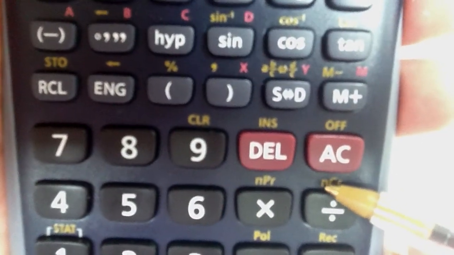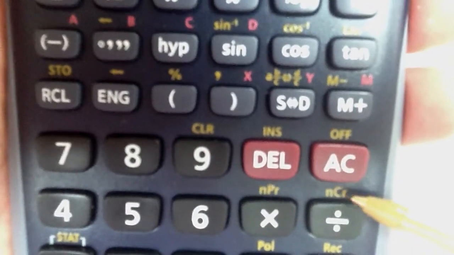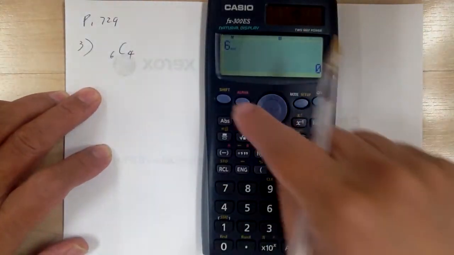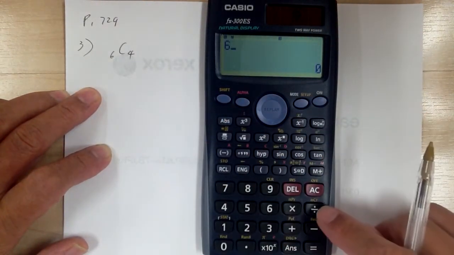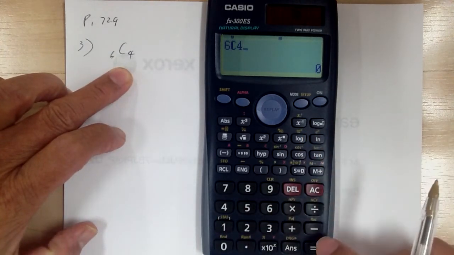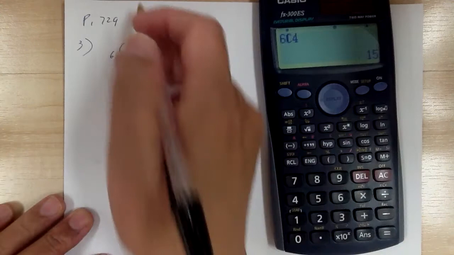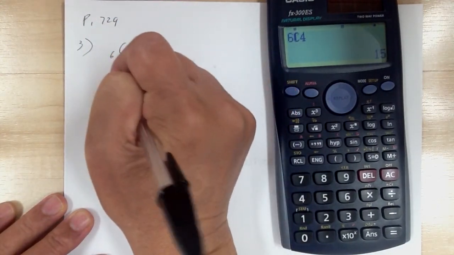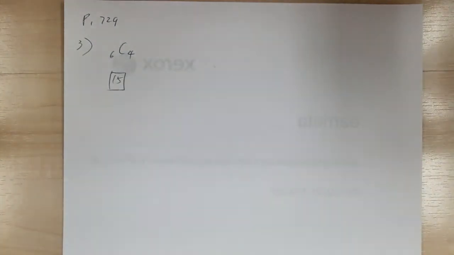Okay, so you're going to enter this one. So you enter the n first, and then you push this button, and then the r. Okay, so on the calculator you enter 6, and you go Shift, and the nCr, and then 4, and you push equal, and then you get the answer. So this will equal 15. Okay, so the answer would be 15. Now if you do it manually, okay, you have to use the definition.